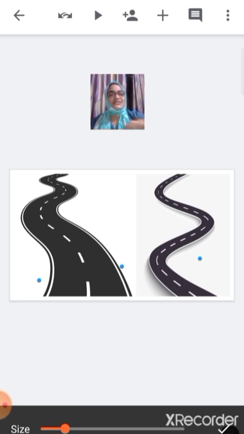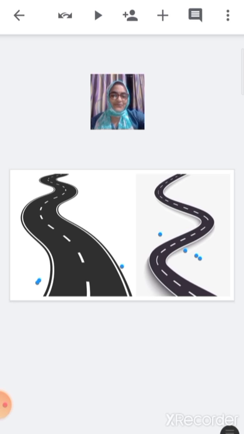And this road is narrow. The sides are closer to each other, right? They are limited in size. So, this one is narrow. Wide and narrow. This road is wide and this road is narrow.